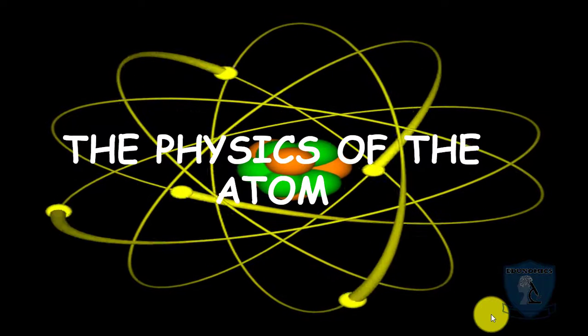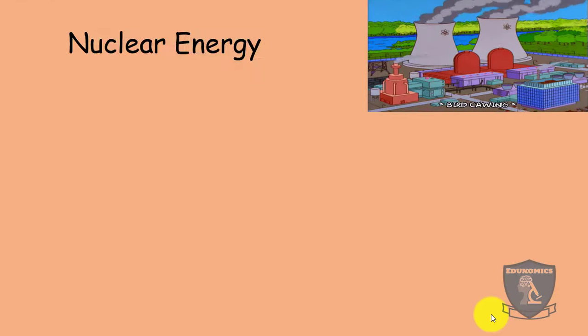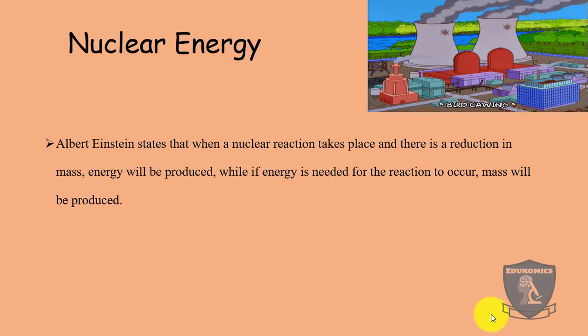Welcome to our atomic physics lecture, and today we'll be looking at nuclear energy. Now, Albert Einstein states that when a nuclear reaction takes place and there is a reduction in mass, energy will be produced, while if energy is needed for the reaction to occur, mass will be produced.